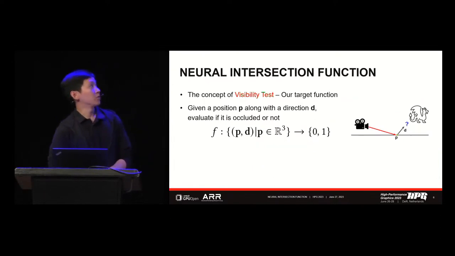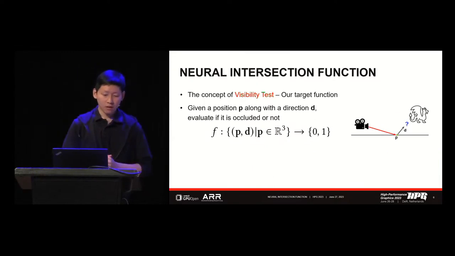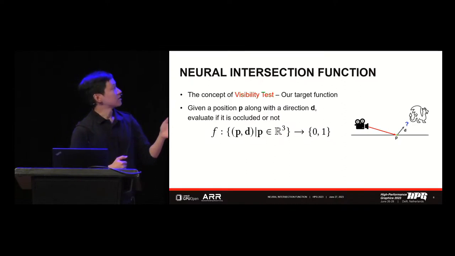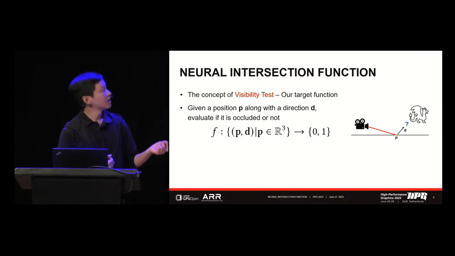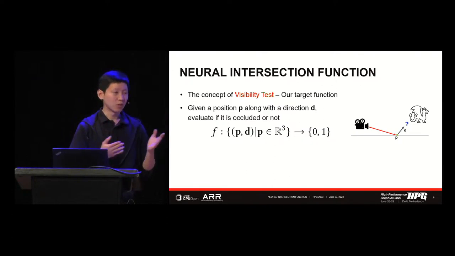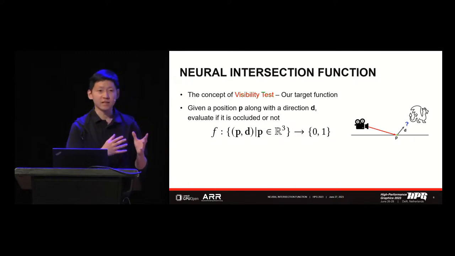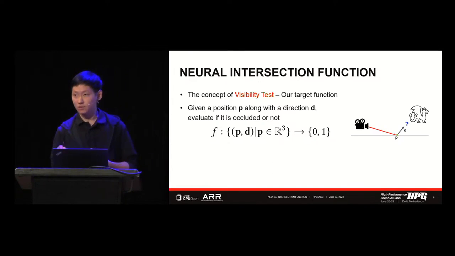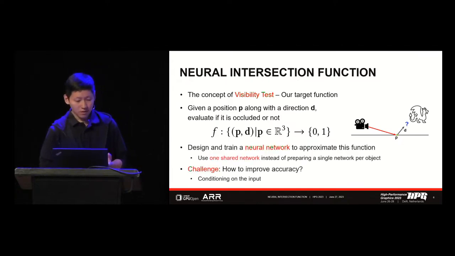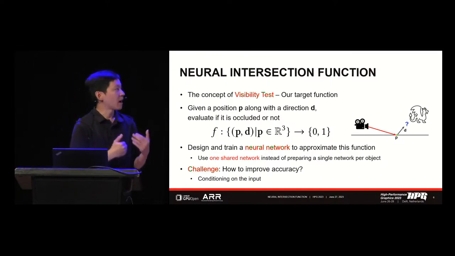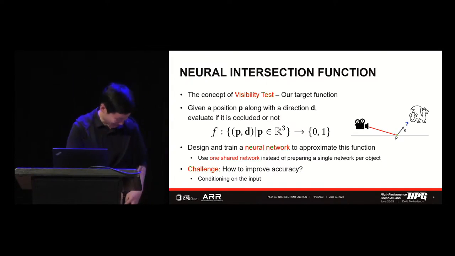The first thing we need to do is to formulate the problem. We identify the core operation of Monte Carlo ray tracing, which is the visibility test. Given a ray expressed as a position P along with a direction D, we want the visibility function to report 0 or 1, which means whether the ray is occluded or not. Then we want to design a neural network to approximate this function.